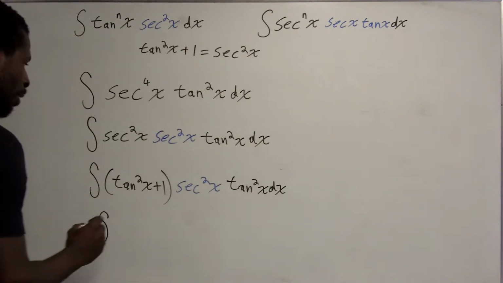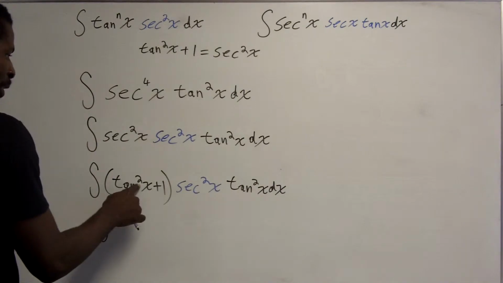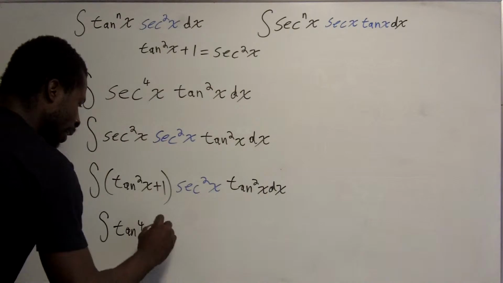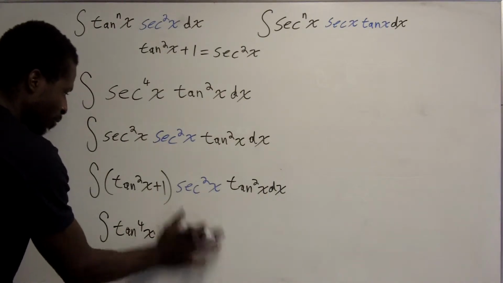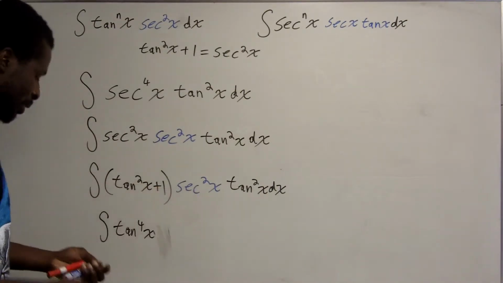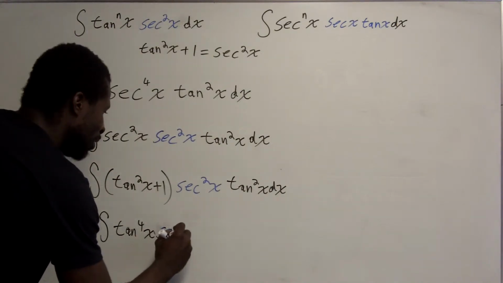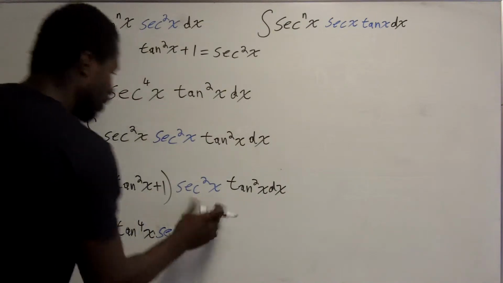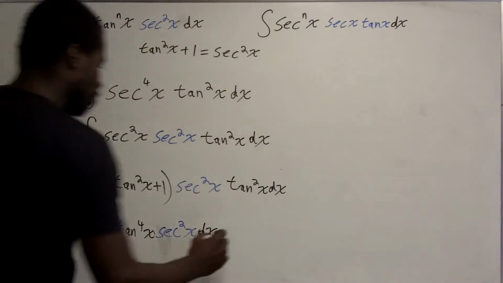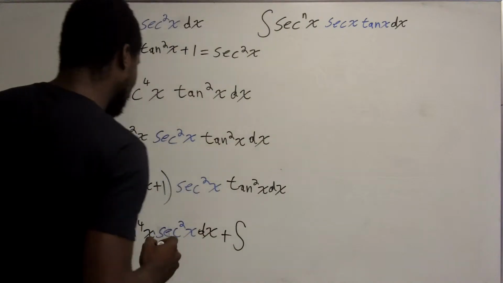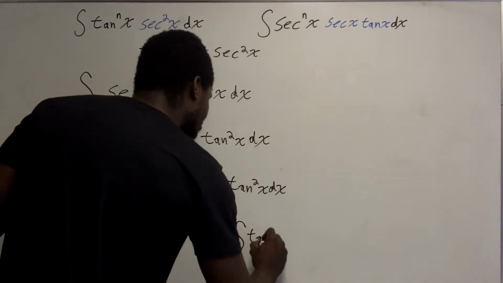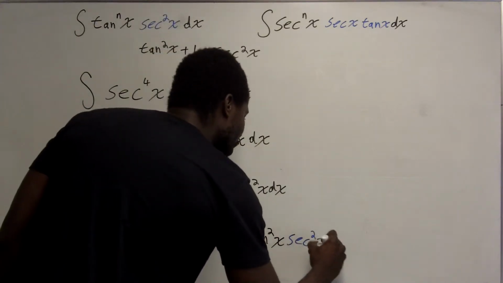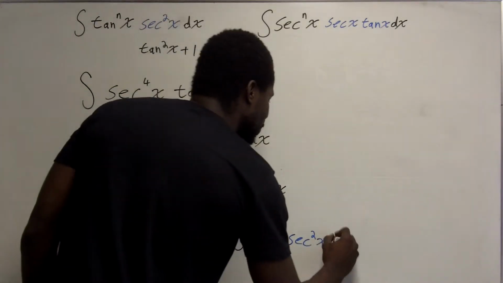The integral of, well, tangent squared times tangent squared is tangent to the fourth x. I can't forget to distribute this. That's the most important part. Secant squared of x dx. Then if I distribute this to the 1, I get plus the integral of the tangent squared of x times the secant squared of x dx.